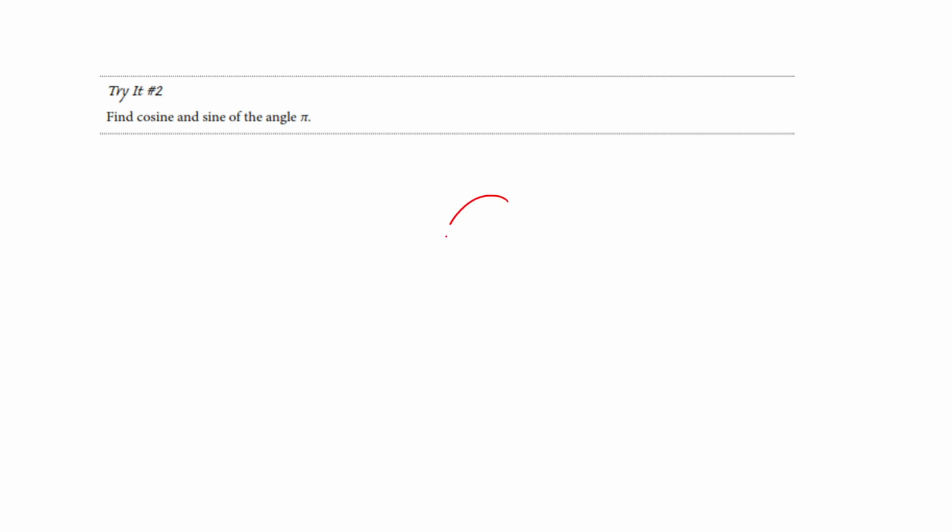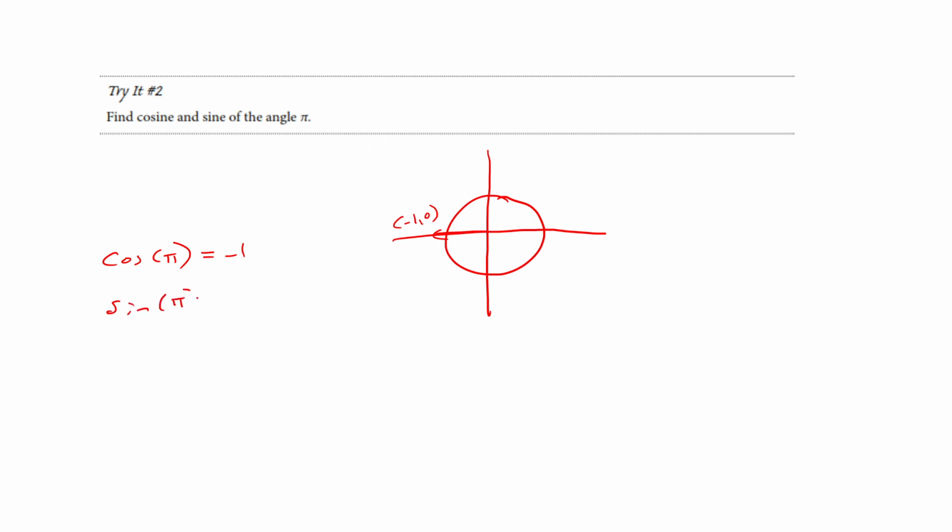Okay, let's think through the same logic again. This time our angle is pi, so we've switched to radians, but that's just going back this way. It's right here. Well, what's happening now? We can't make a full triangle. All I have is an x direction. This is the point negative 1, 0. So the cosine of pi, because that's the x value, is negative 1, and the sine of pi must be 0, because we didn't have any up or down. It's all horizontal.